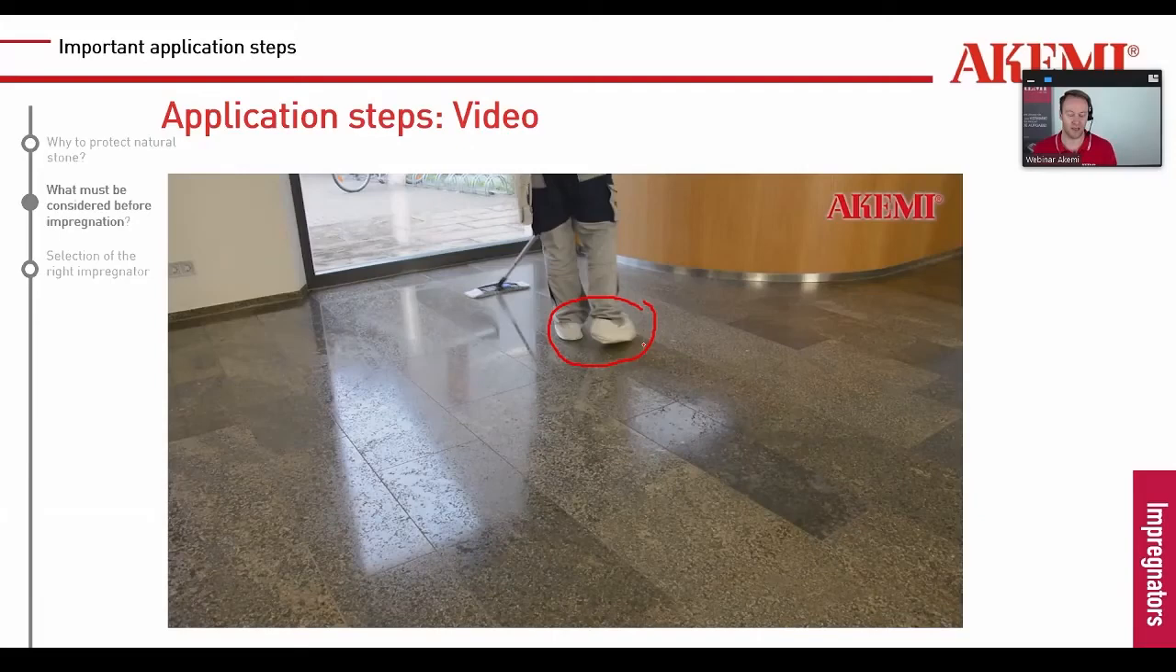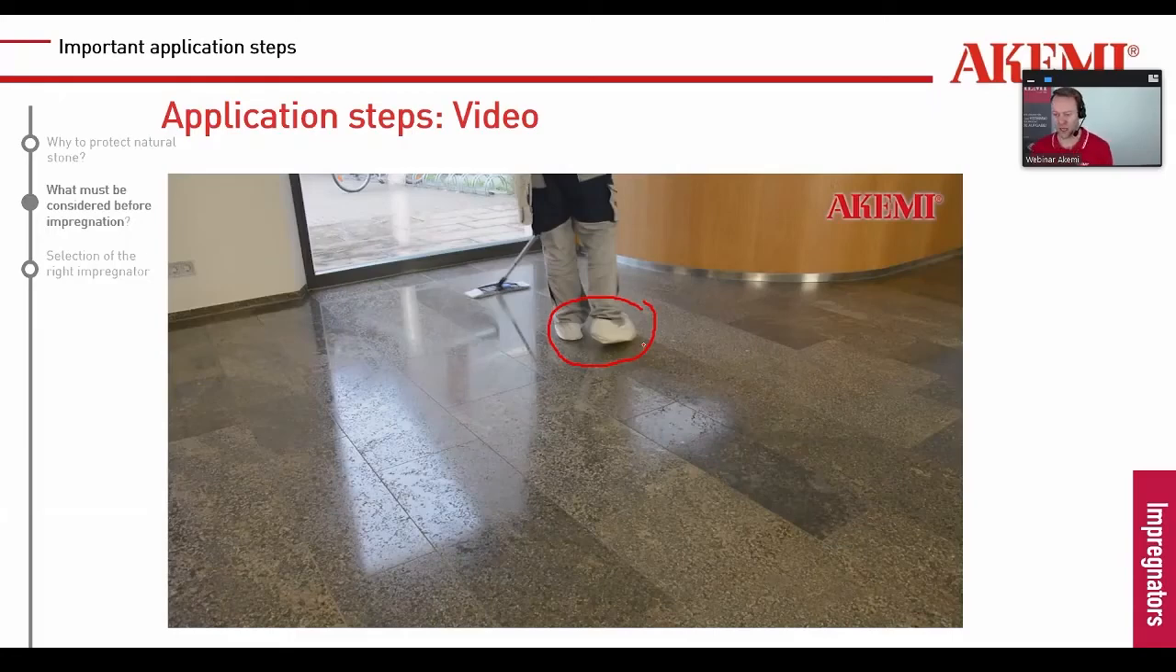On big areas, you can also use a single disc polishing machine with a 17-inch nylon pad to remove excess. But on smaller areas like this, a mop is perfectly fine. And on very small areas like a kitchen countertop, you take a cotton cloth, which I will show you later on.